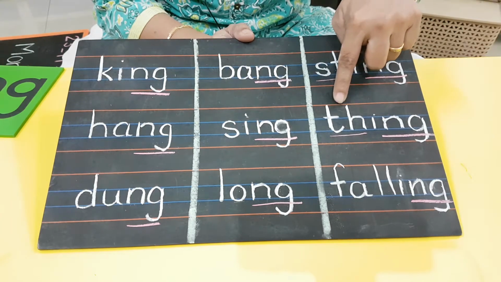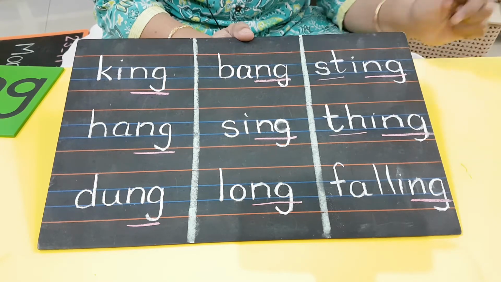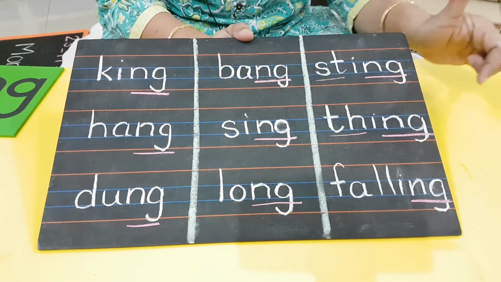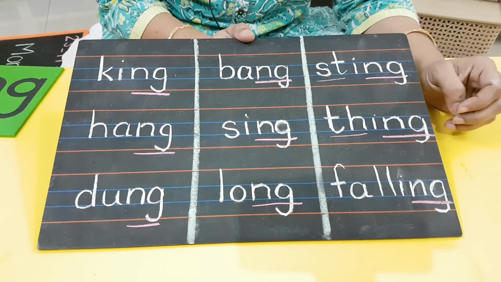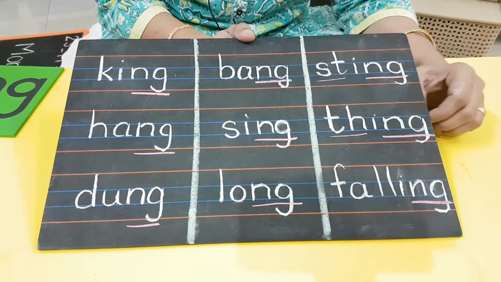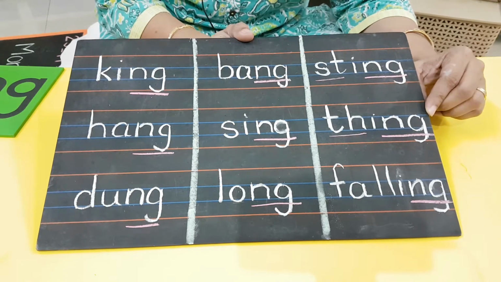It's a blend. I mean, it's a phonogram. See? Ing. Thing. Bring me something. I like this thing.